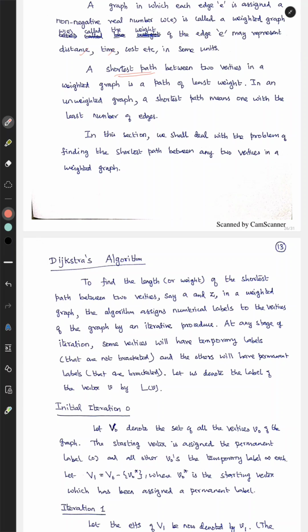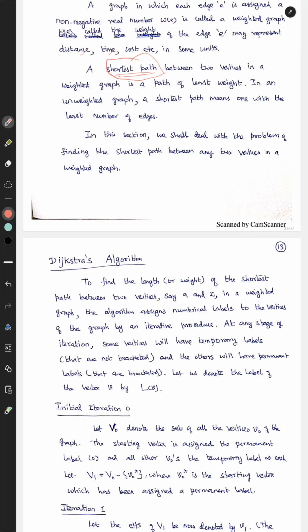If it's a connected graph, you can find several paths from one vertex to another. Out of these paths, the path which has the least weight is called the shortest path between those two vertices. If it is an unweighted graph, you can consider all the edges as having weight 1, so one weight is associated with each edge.